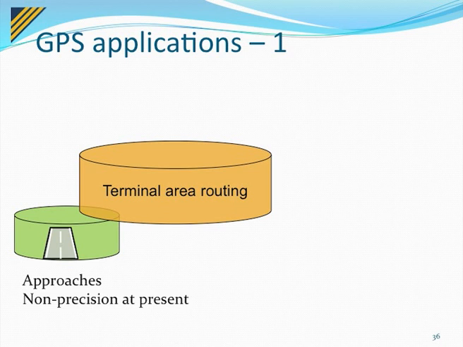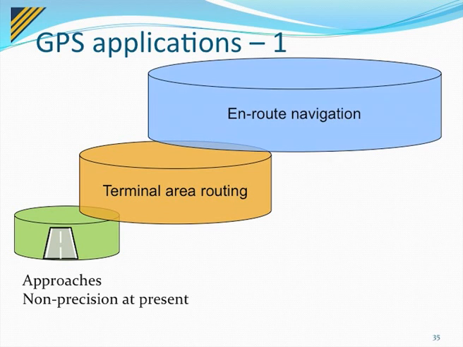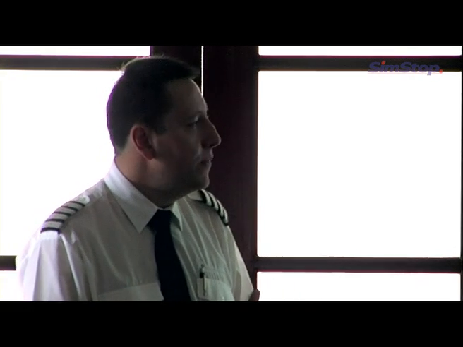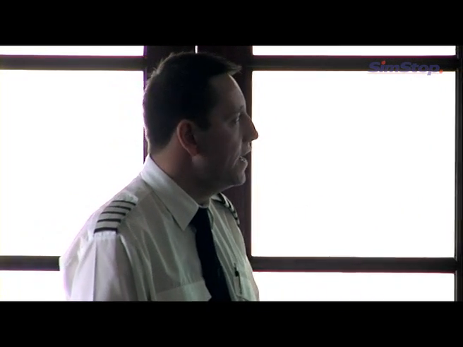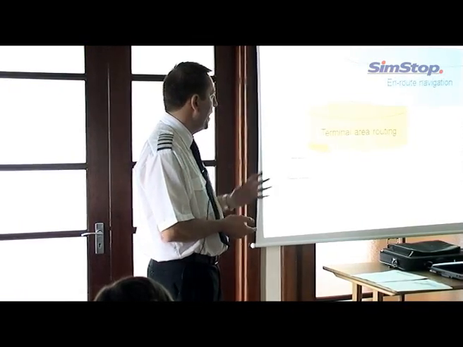GPS are used for routings in the terminal area, so navigating in terminal areas, and for en route navigation. But GPS is very much still a secondary form of navigation, not a primary. So therefore, pilots will always have to use the old-fashioned VORs, DMEs, NDBs and such, until the accuracy of the GPS is such that it can be trusted.